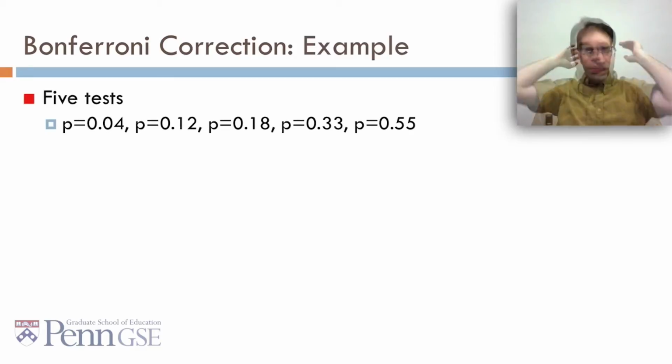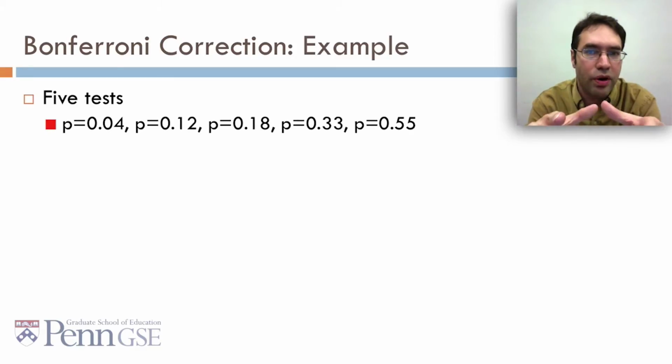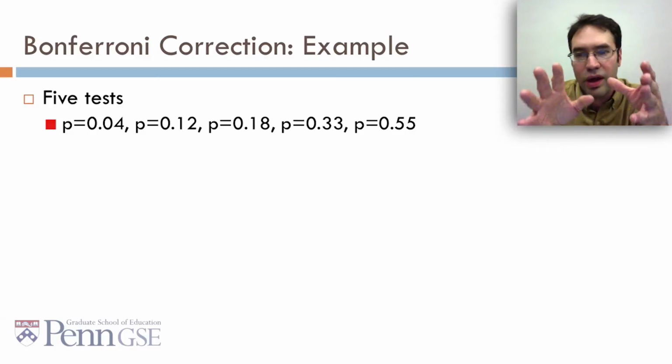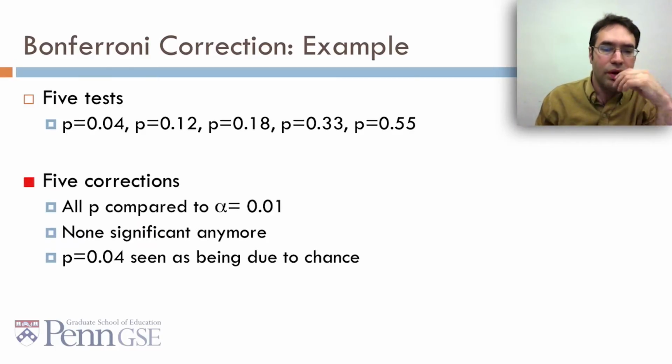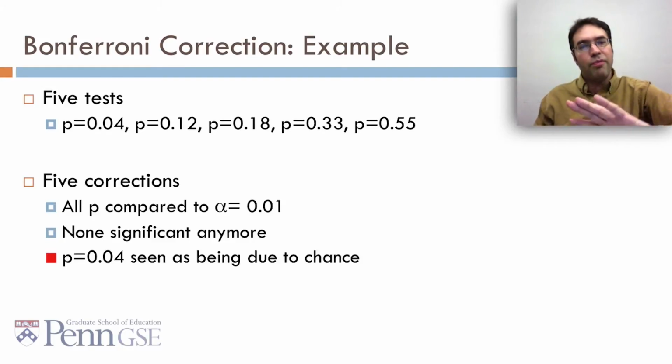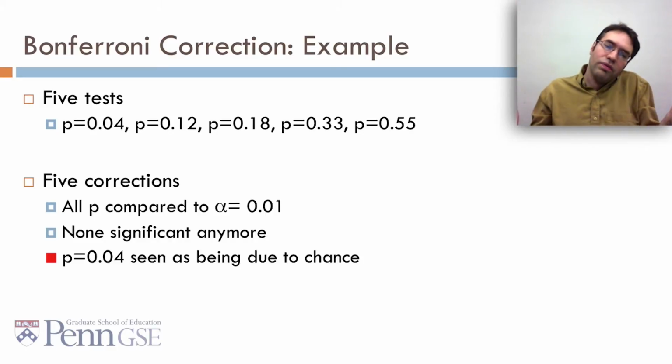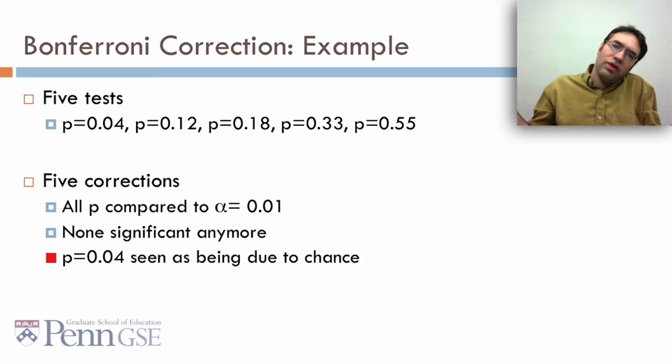Let's give an example. Let's say you run 5 tests and you get p of 0.04, p of 0.12, p of 0.18, p of 0.33, and p of 0.55. In that case, you do 5 corrections, all p are compared to alpha's 0.01, nothing significant anymore, and the p of 0.04 is seen as just being chance. Is this okay? I don't know. I'm okay with it. Seems kind of reasonable to me.